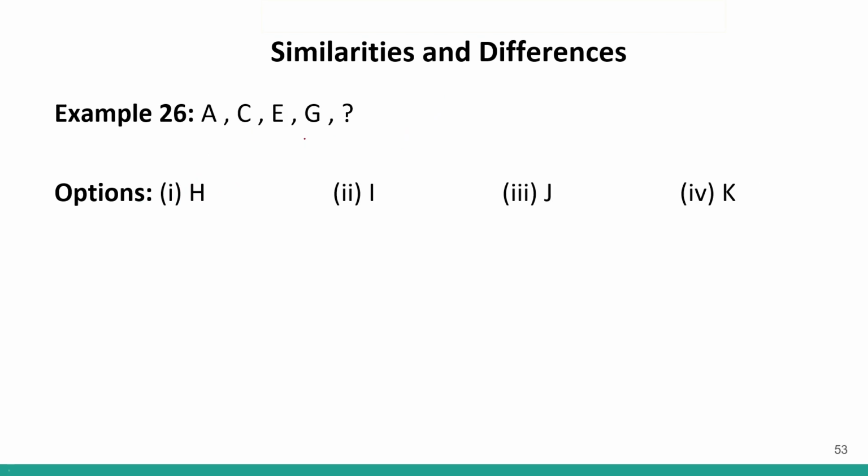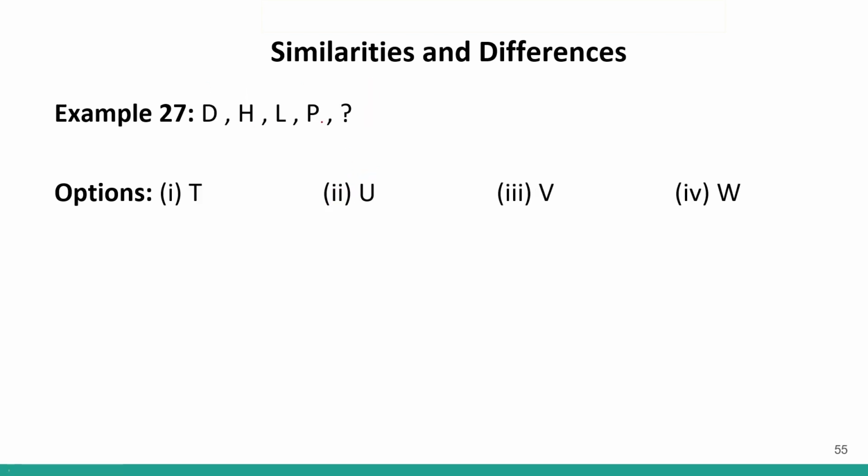Now, A, C, E, G, and then we have to find the missing element. So let me give them forward ranks. A is ranked at 1, C is ranked at 3, E is ranked at 5, G is ranked at 7. And similarly, if I see, we are just moving 2 positions forward, or we are going by odd positions. So 1, 3, 5, 7, and then 9. And at 9th position, we have I. So our answer will be option number 2, I. This will be our correct answer.